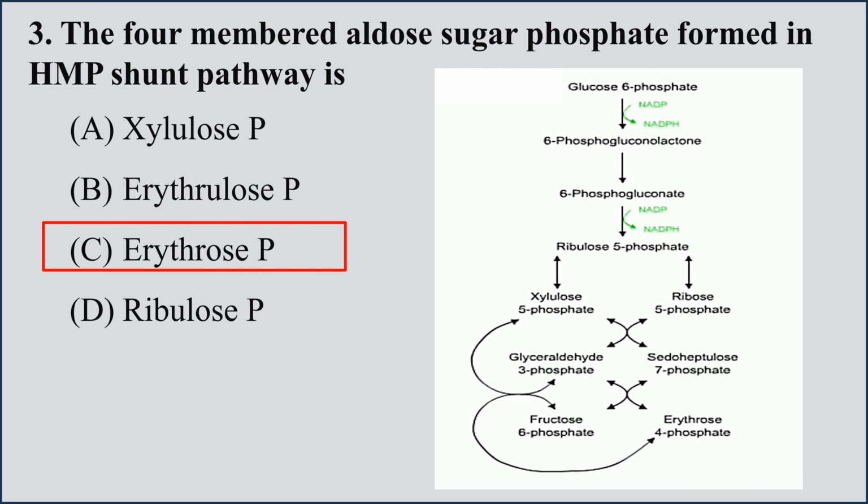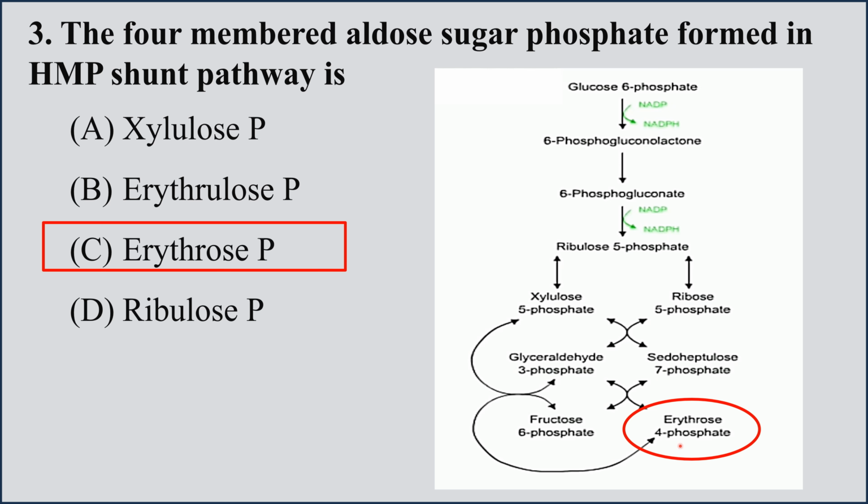As shown here, this is the pentose phosphate pathway. Erythrose phosphate is formed here. This erythrose 4-phosphate is formed by the transaldolase reaction between glyceraldehyde 3-phosphate and sedoheptulose 7-phosphate. Between these, the reactions give rise to fructose 6-phosphate and erythrose 4-phosphate.